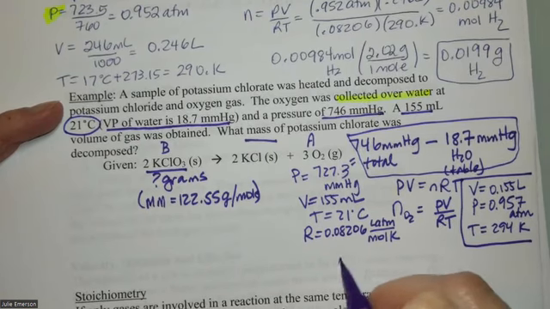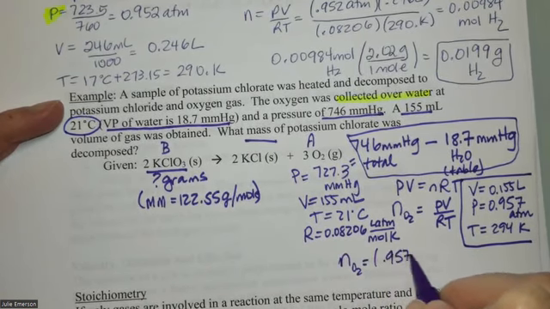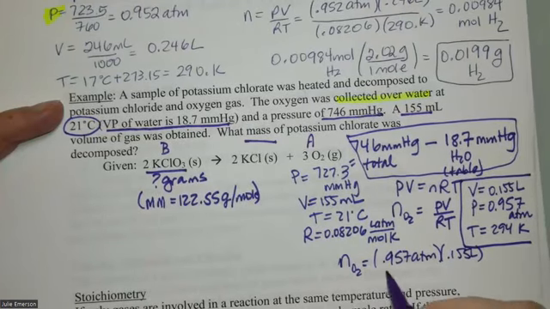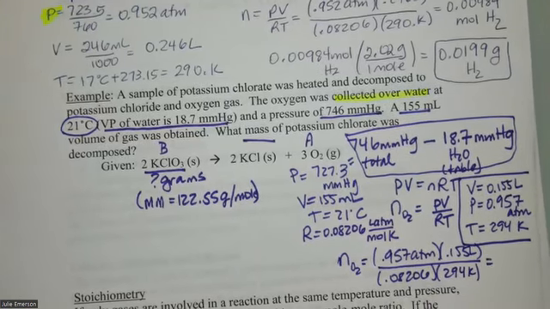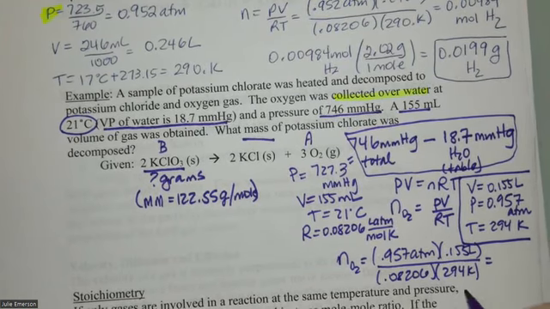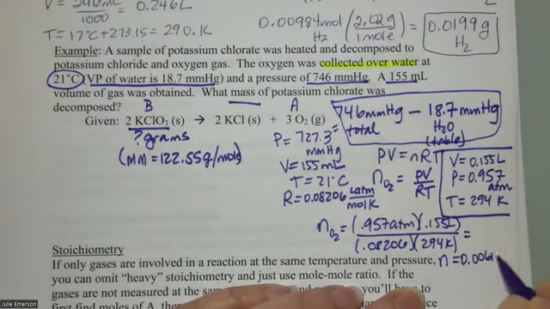All right, so my moles of O2 would be my pressure, 0.957, my volume, 0.155 liters, divided by 0.08206, and temperature of 294. So I'm going to take my 0.957, multiply it by 0.155, divide by 0.08206, and then divide by 294. I'll keep 3 sig figs here. My moles of O2 is 0.00615.